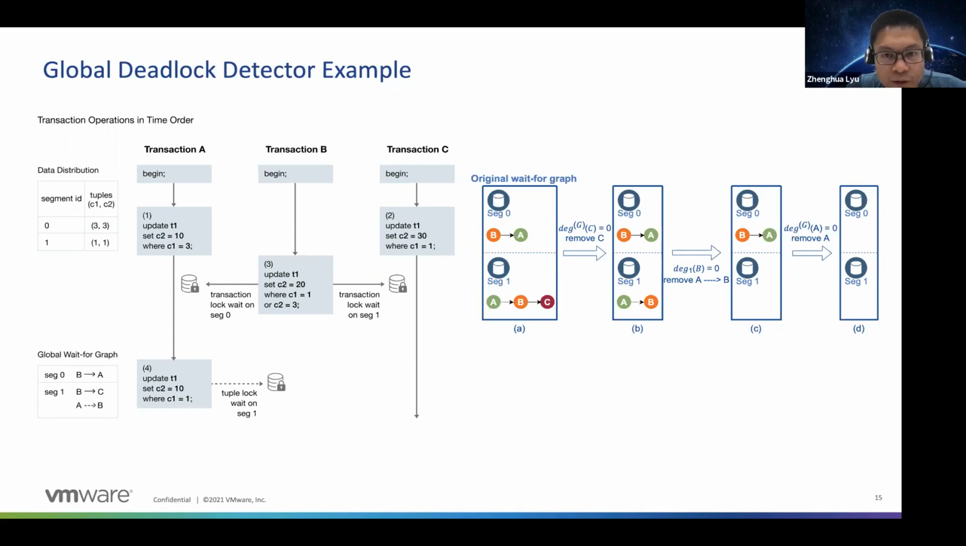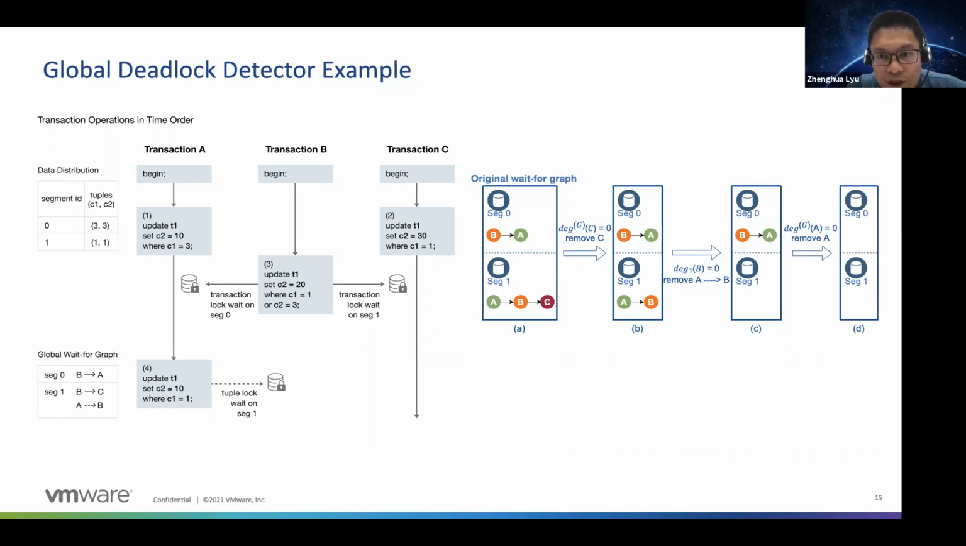And then let's run the GDD algorithm. First, transaction C is not blocked by anything, so we can safely remove transaction C by the greedy rule. And then we get step B. In step B, there is no vertex that has a global zero out-degree.